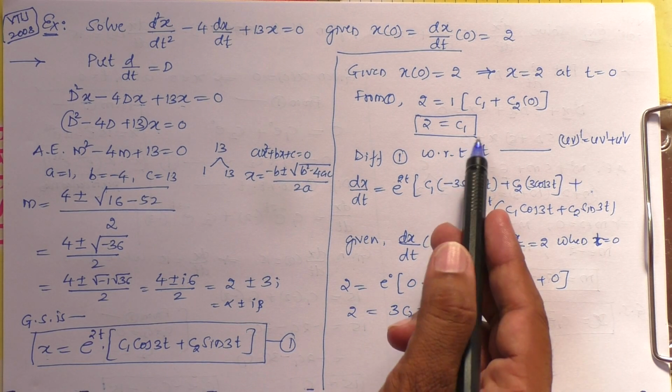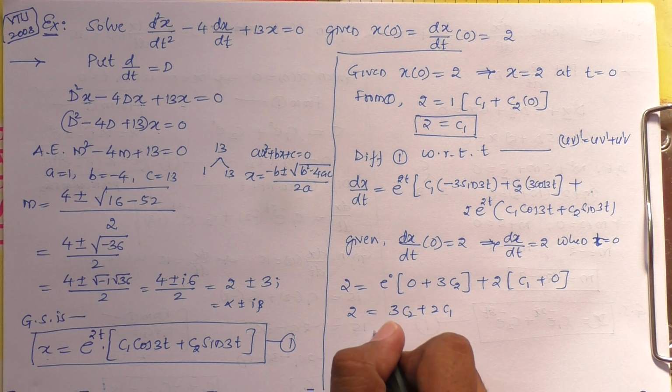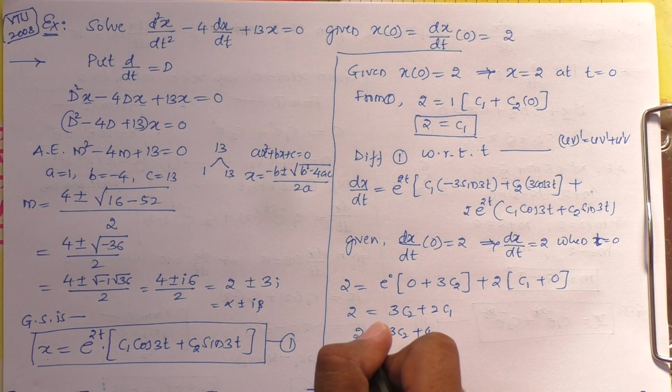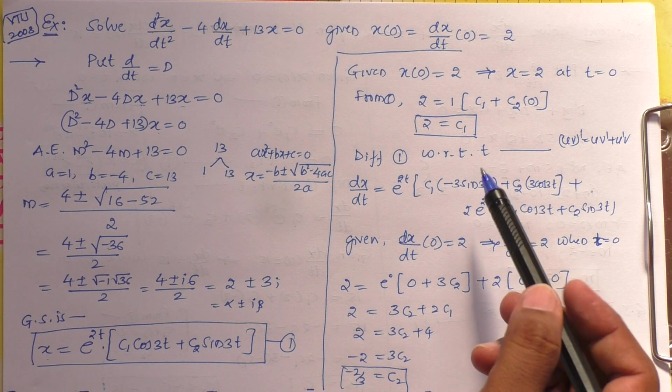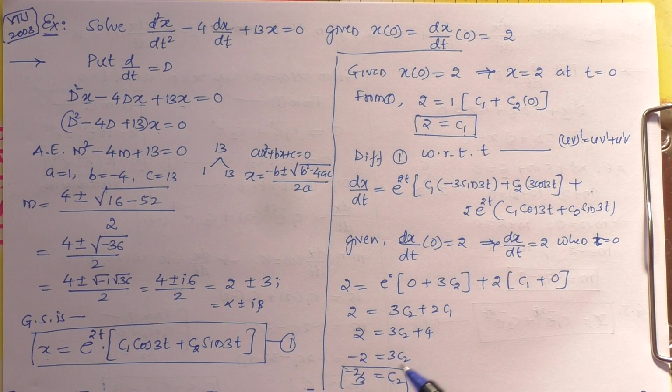But we know the c1 value is 2. Substitute here, 2 into 2 is 4, 3c2 plus 4 equal to 2. So if you transfer this to the other side, we get 3c2 equal to 2 minus 4, which is minus 2, so c2 is minus 2 by 3. So now we got both arbitrary constants, c1 equal to 2 and c2 equal to minus 2 by 3.